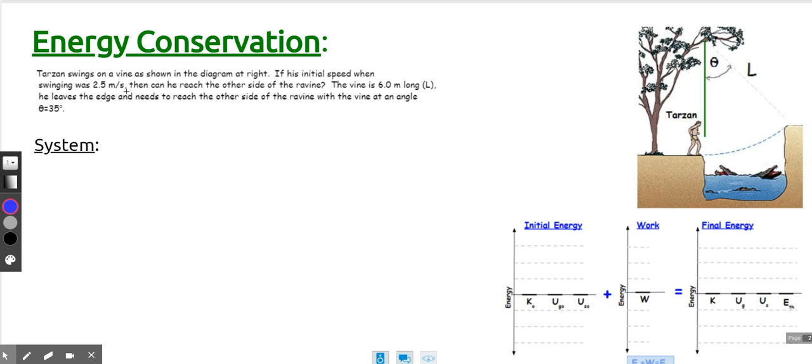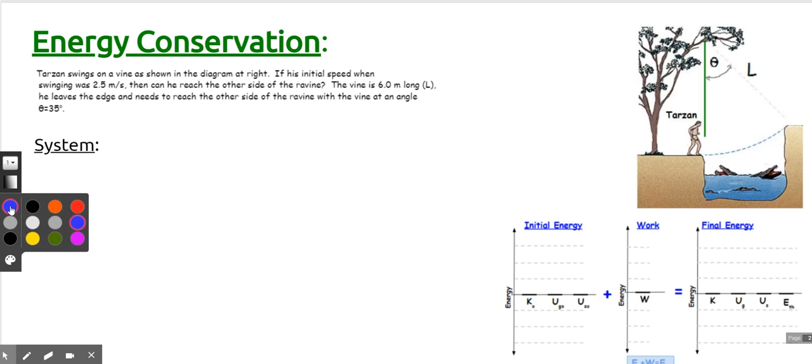All right. So this is an interesting question in that they don't tell us how to solve it by virtue of the question. It's an open-ended question. They just ask, can he reach the other side? And we've got to figure out how to answer that question. So this is very interesting.